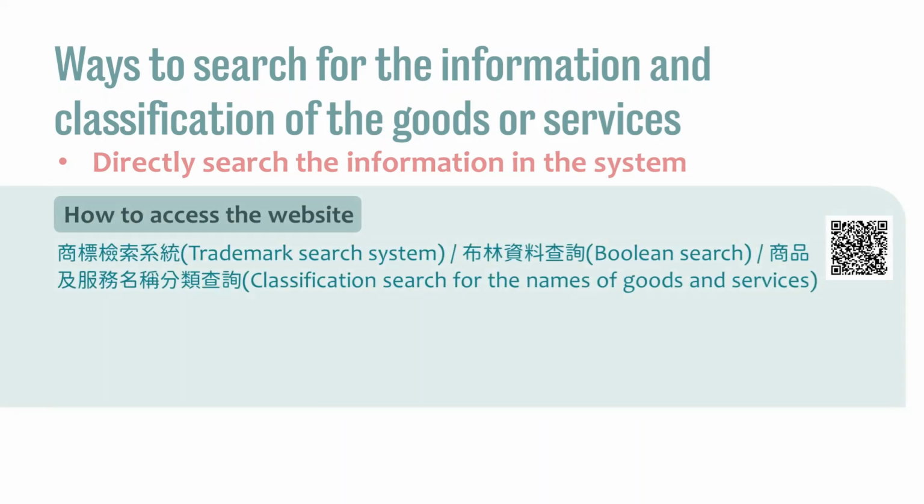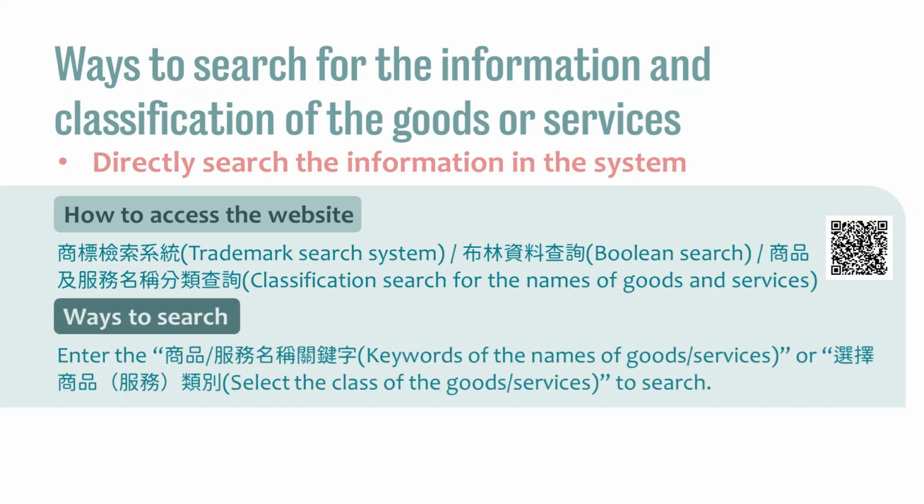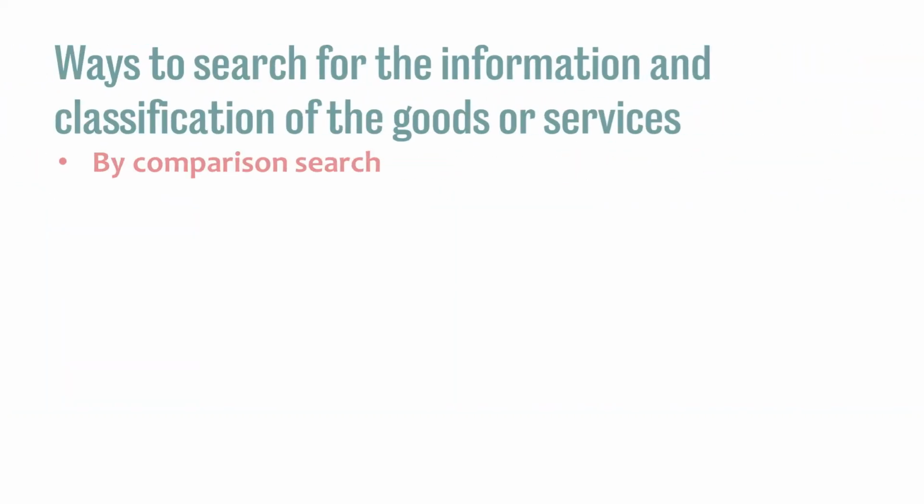Use the classification search for the names of goods and services in the TPO's trademark search system. There are 2 ways to conduct the search. One is entering the keywords of the names of goods or services directly, the other is selecting the class of the goods or services to search. 3. You can also get the related information by comparison search.